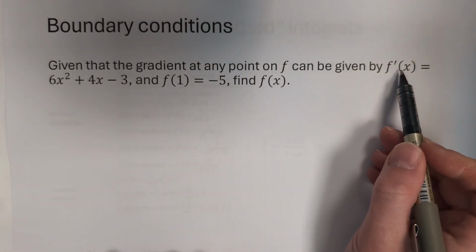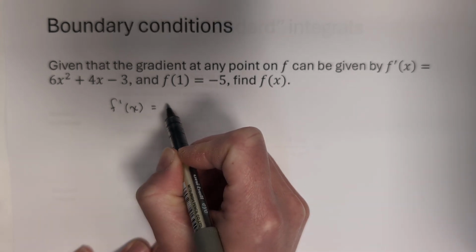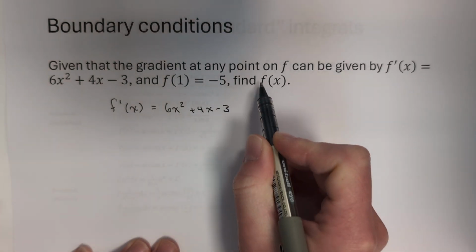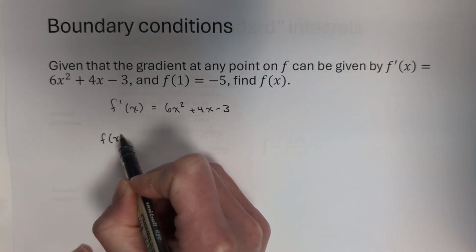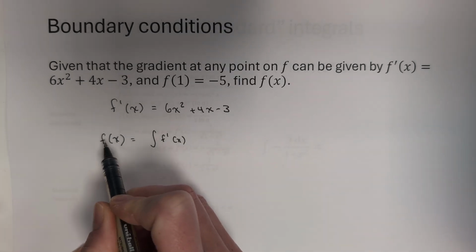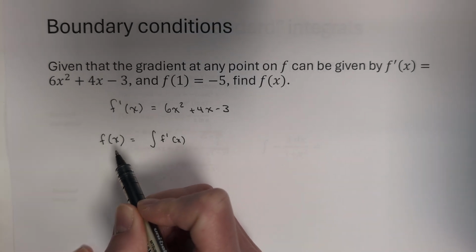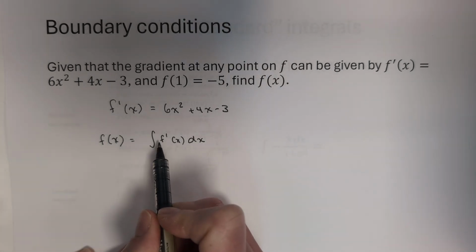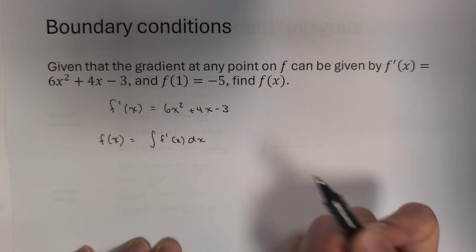So if the gradient, this derivative, f prime of x, is 6x squared plus 4x minus 3, we want to find f of x. Well, that's the antiderivative of f prime of x. If you were to go up further and take the antiderivative of f, you could call that a capital F, a very common notation, with respect to x.